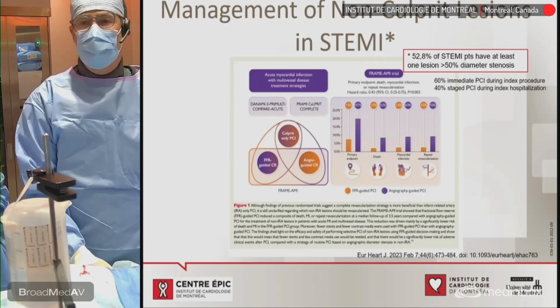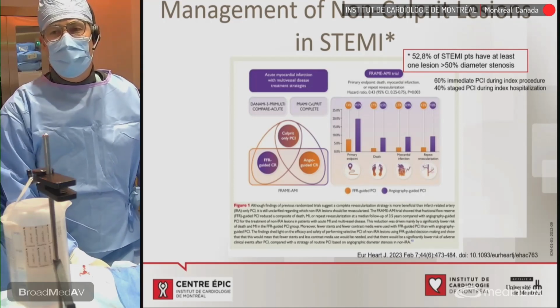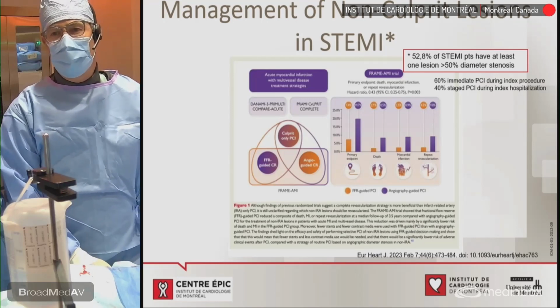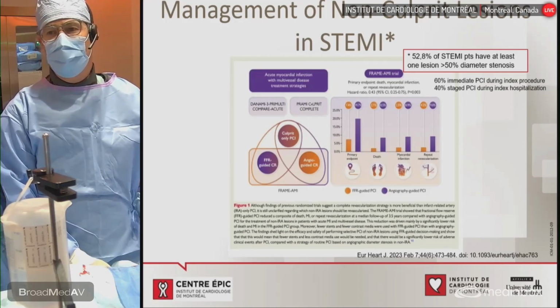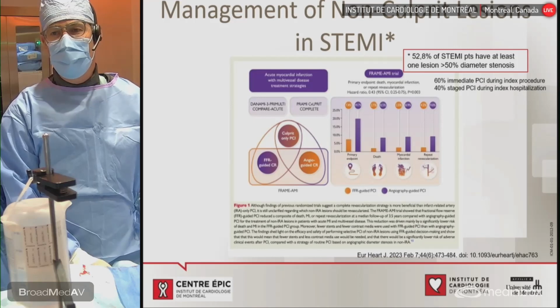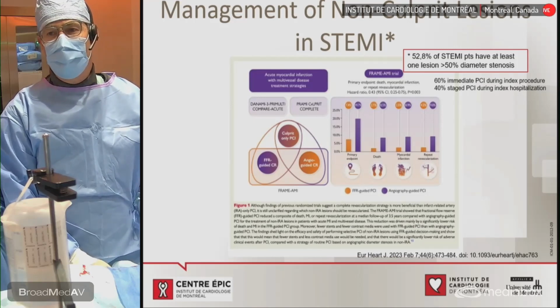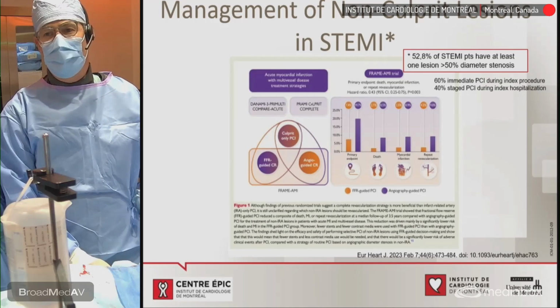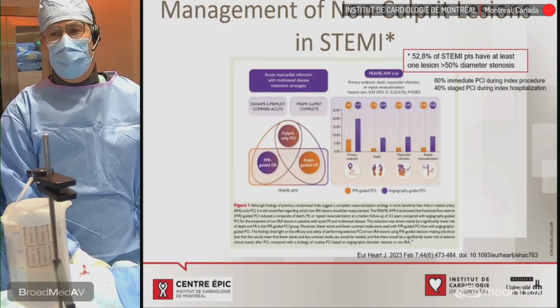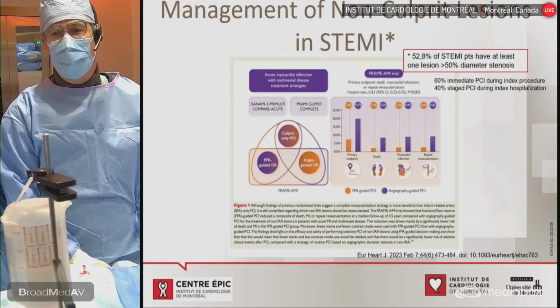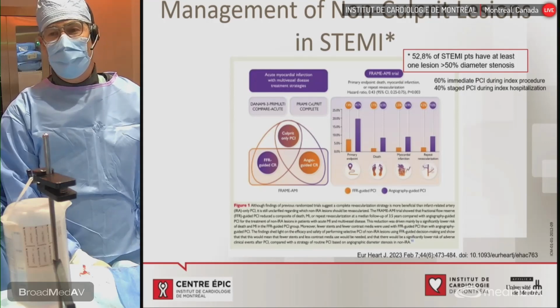So these are the results of the FRAME AMI study. At least 50 or 60% of the patients who actually came in with acute STEMIs have multiple vessel disease. In this particular study, FRAME AMI used physiology, and 60% of patients had a median PCI during the intervention. 40% had a staged PCI during the index hospitalization, and this has been associated with a 67% reduction in clinical events at 3.5 years. This is probably the best result we have, and this is the latest study in this context.